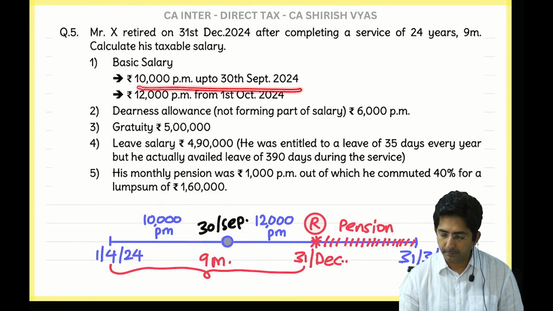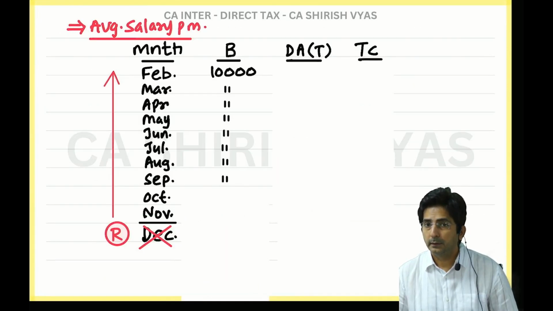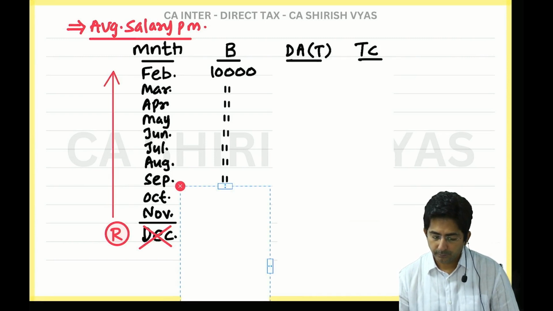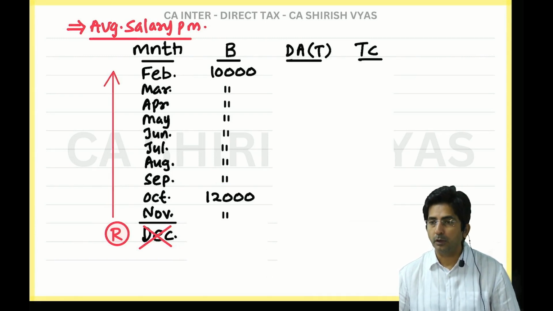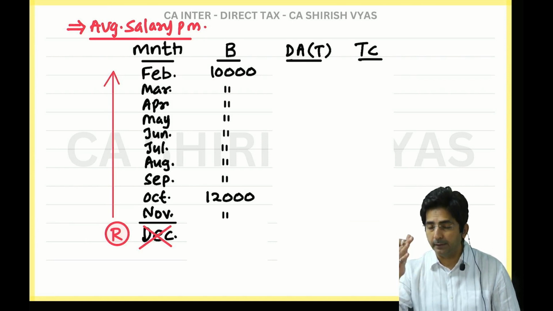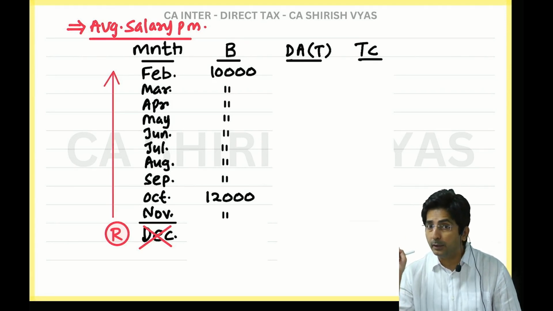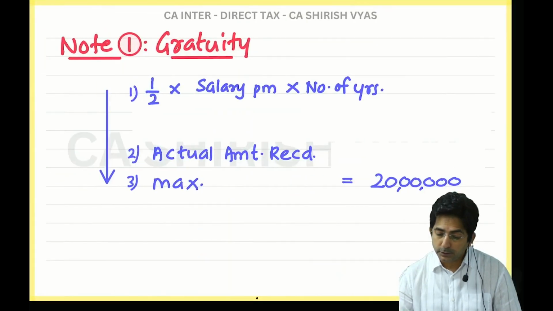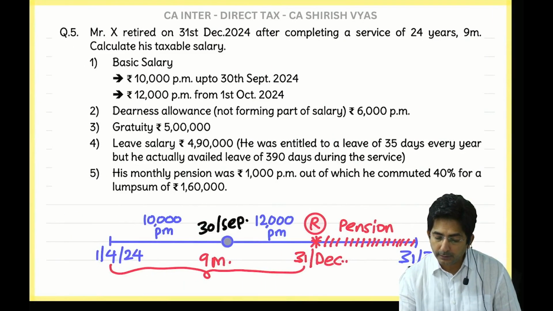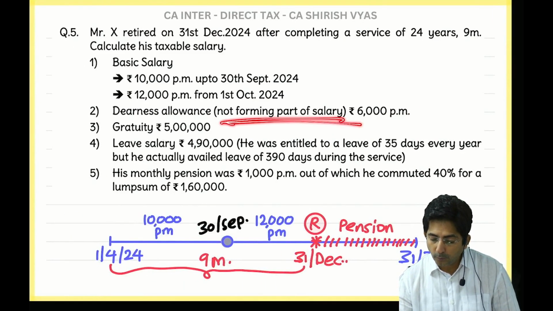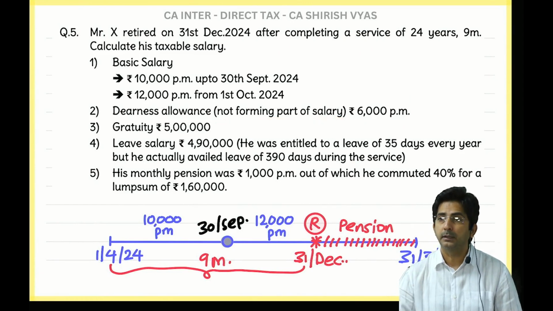Till 30th September it was 10,000 per month. Then it became 12,000. Tell me what about basic salary? Sorry, DA in terms, DA. DA you will not know, no, in terms, in formula. Not in terms, not in formula. In our question, it is in terms or not in terms? Not forming part of salary means not in terms. And not in terms, not in formula.